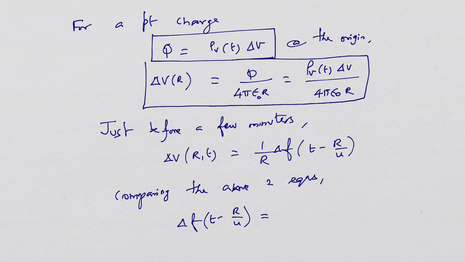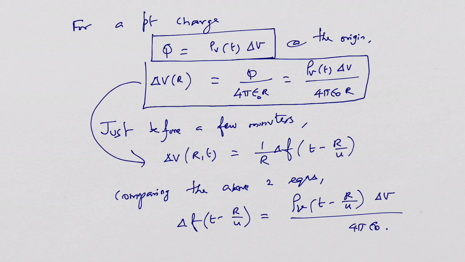So you can find out what is del f of t minus r by u. It is simply rho v of t minus r by u into del v divided by 4 pi epsilon naught, right? Del V of r is modified as del V of r comma t.